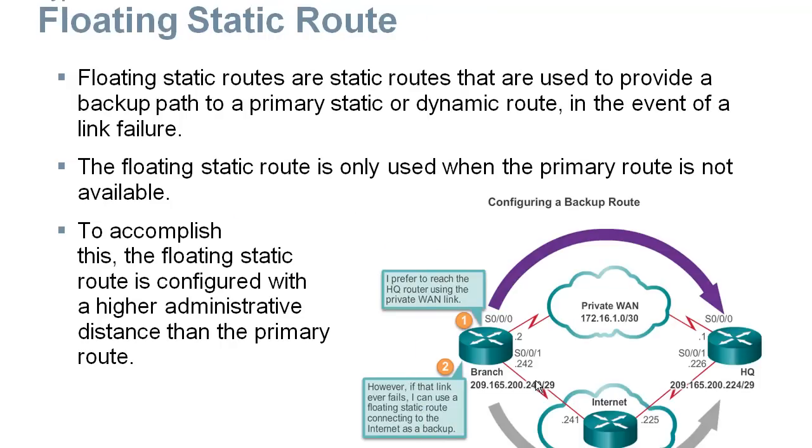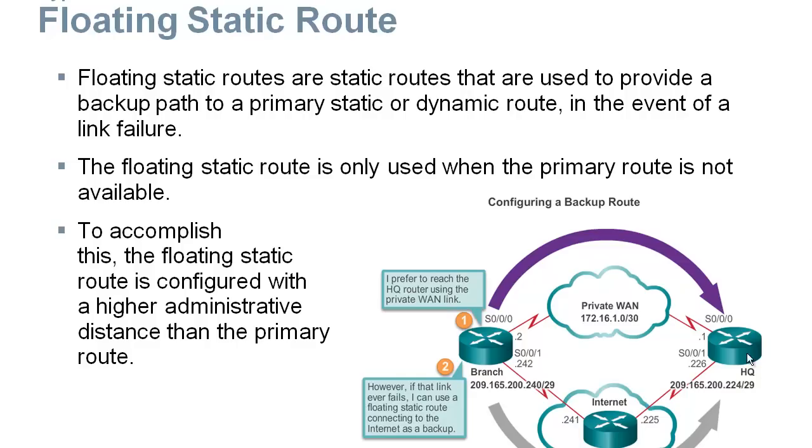All right, floating static route. These are kind of neat. So if for some reason you're concerned that something's going to go down, like EIGRP, OSPF, or a WAN link, you can put in what they call a floating static route. So a floating static route is like a backup route. So in case the primary protocol goes down, it can then forward data.